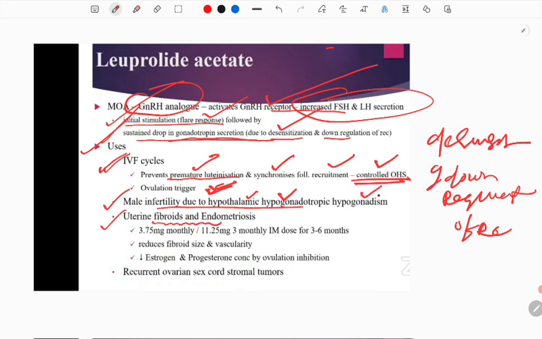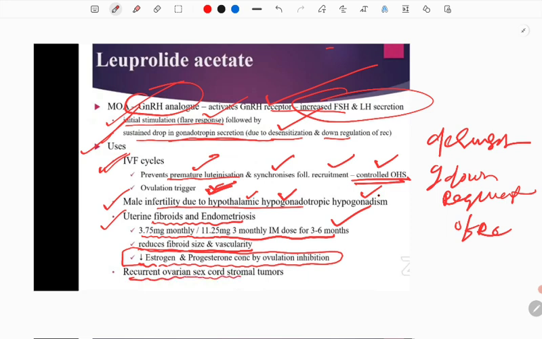In uterine fibroid and endometriosis, the dose is 3.75 mg monthly, or 11.25 mg 3-monthly, for 3 to 6 months. It reduces fibroid size and vascularity, and decreases estrogen and progesterone concentration by ovulation inhibition. Recurrent ovarian sex cord stromal tumor, you can give it. So very important, the leuprolide acetate.